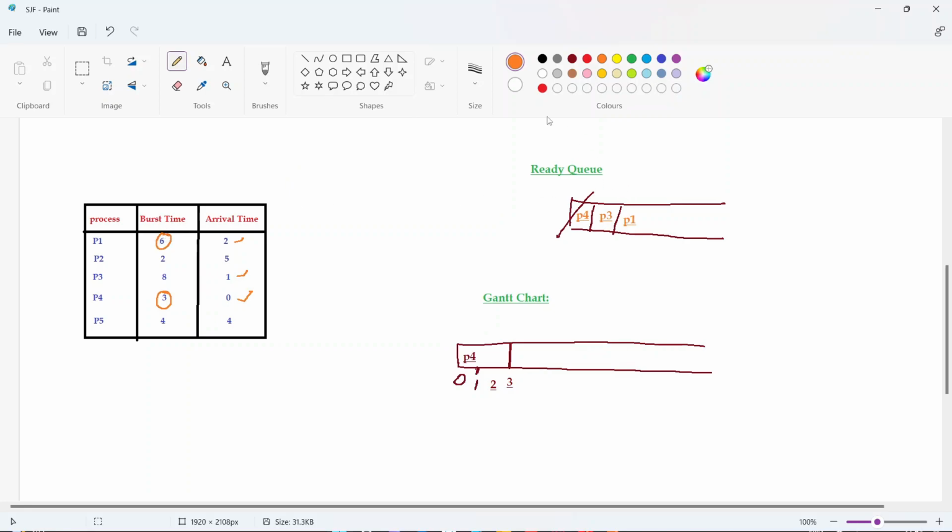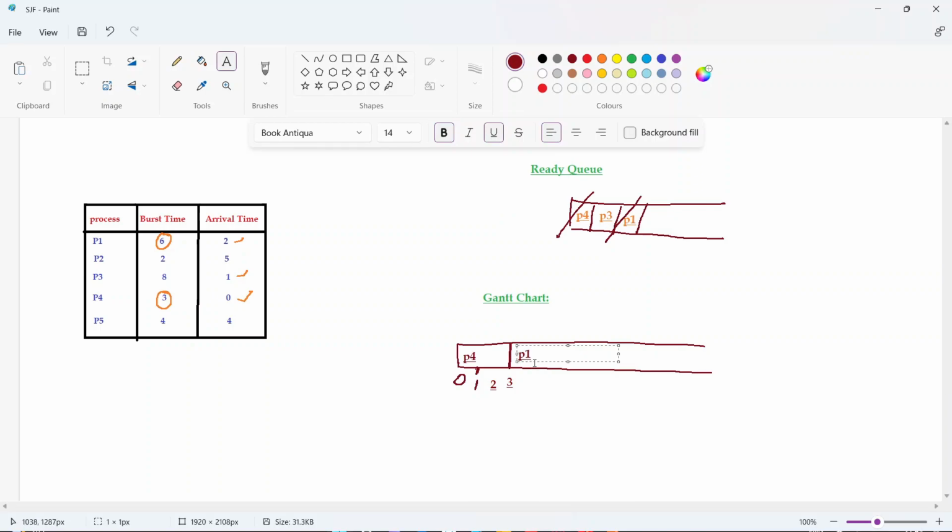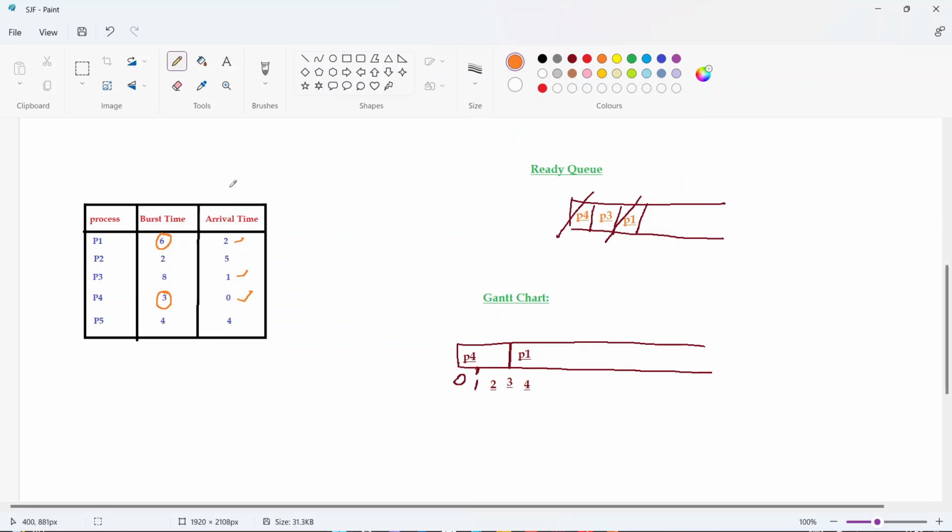So we are selecting P1, that has to be removed from the ready queue and sent to the Gantt chart. Now P1 requires 6 seconds. Now we will start executing each second. We will execute for 1 second, 4 seconds. Is any process arriving? Yes. Process P5 is arriving here. Can you see? At the 4th second process P5 is arriving. So P5 has to be added into our ready queue.